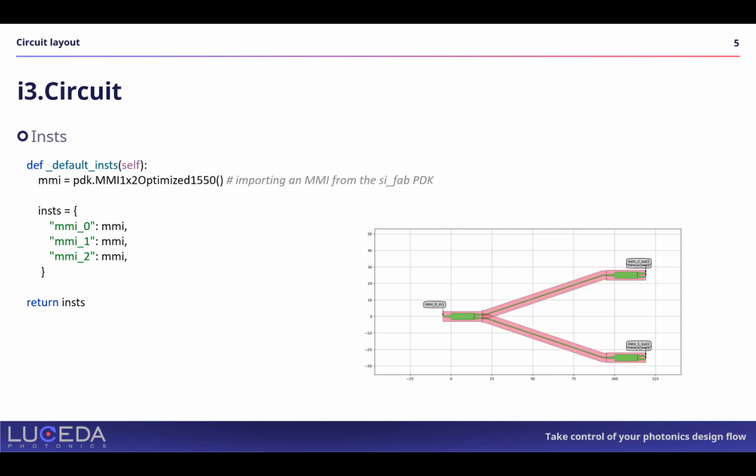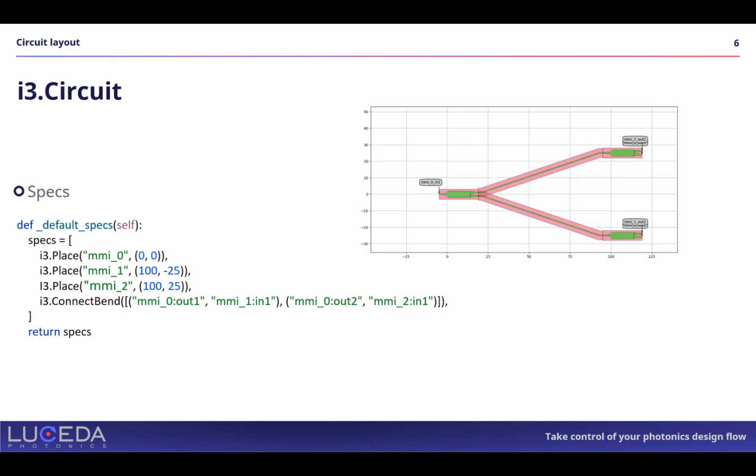We first need to import the MMI class we will use from the SciFab PDK. Here we have three instances, one for each splitter. Therefore, we add three instances of this MMI to our dictionary.